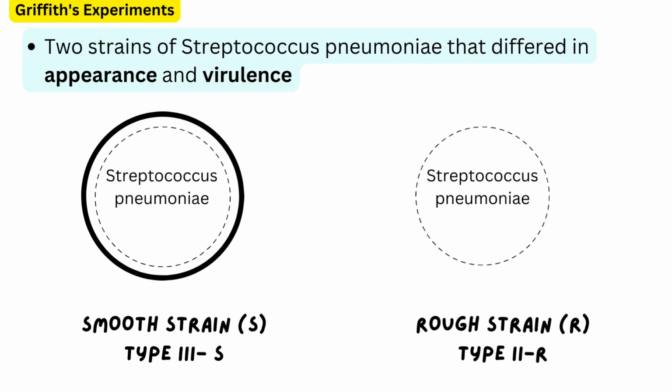The bacteria Streptococcus pneumoniae comes in various strains or types. Griffith, in his experiments, worked with two different strains of bacteria. That is, the smooth strain, also known as the S strain or type 3S, and the rough strain, also known as strain R or type 2R. Both these strains differed in appearance and virulence.